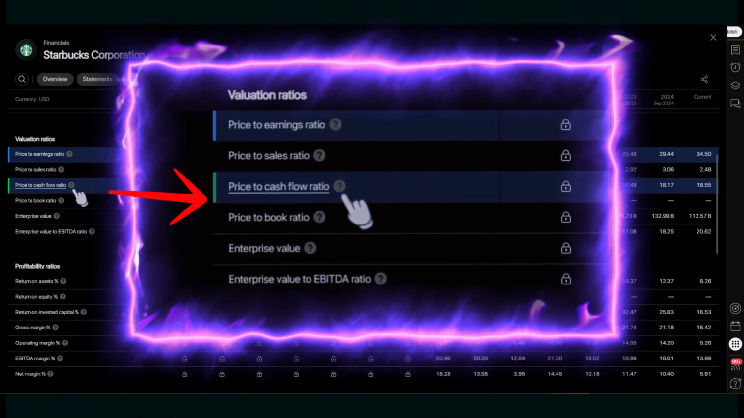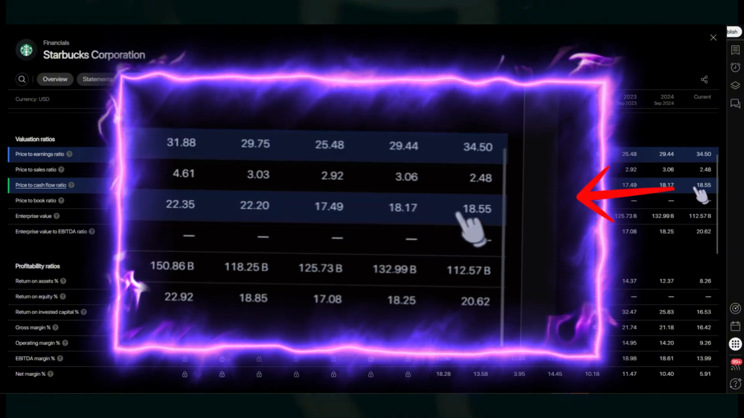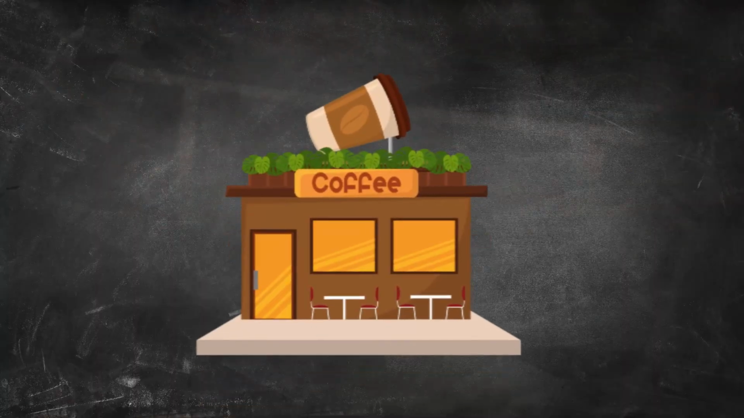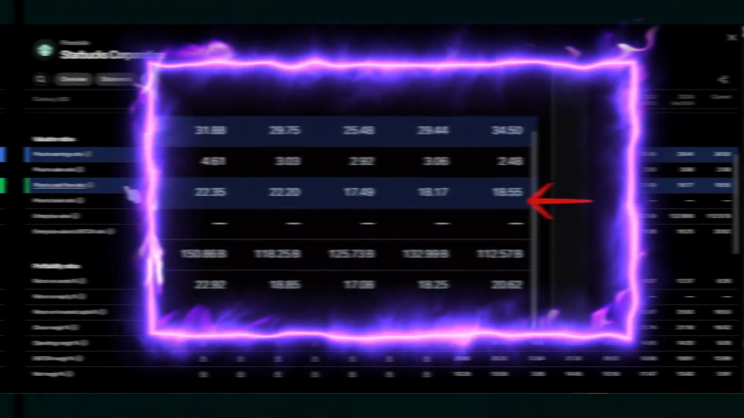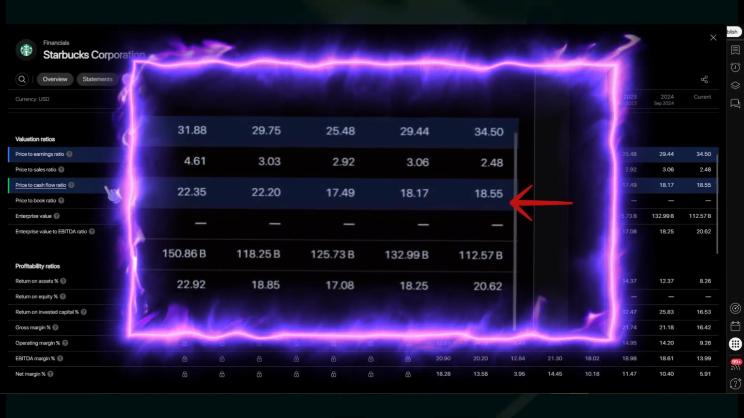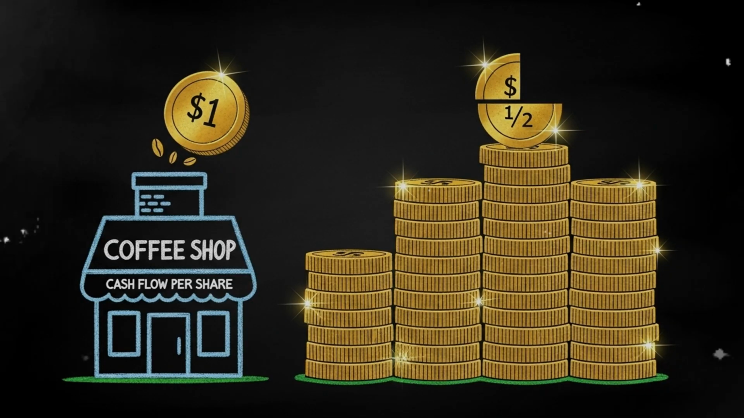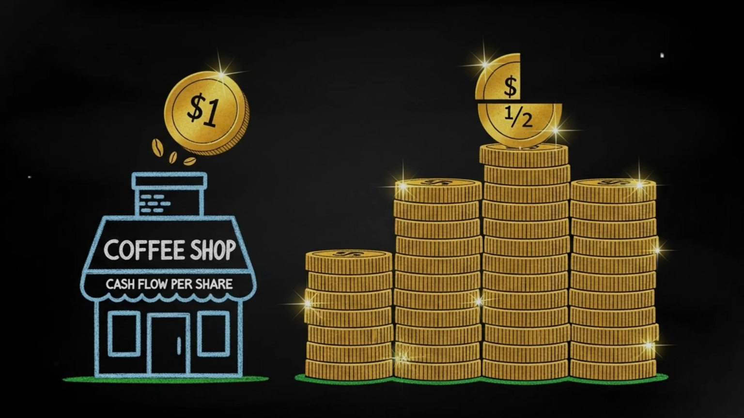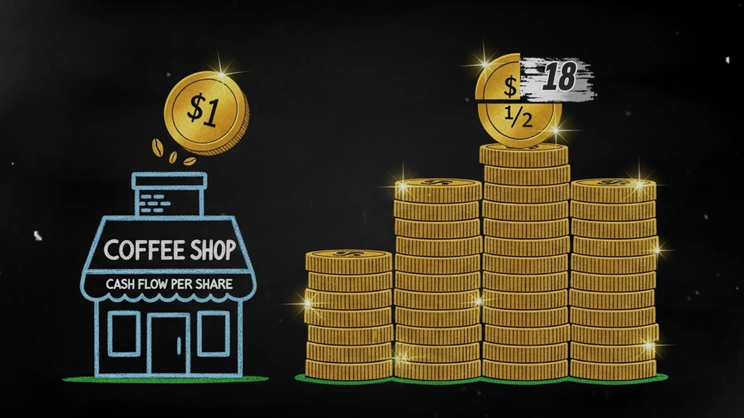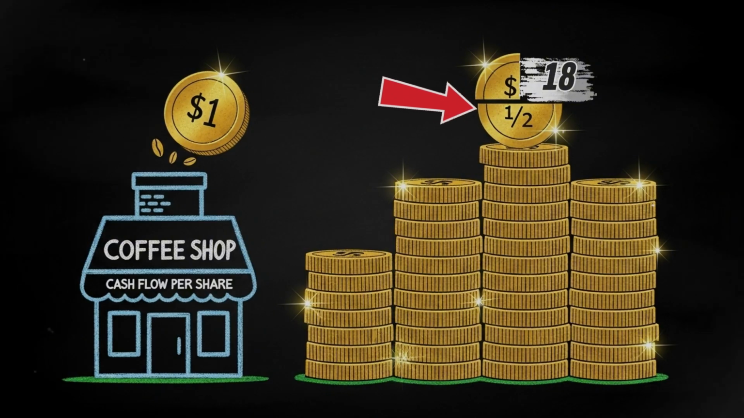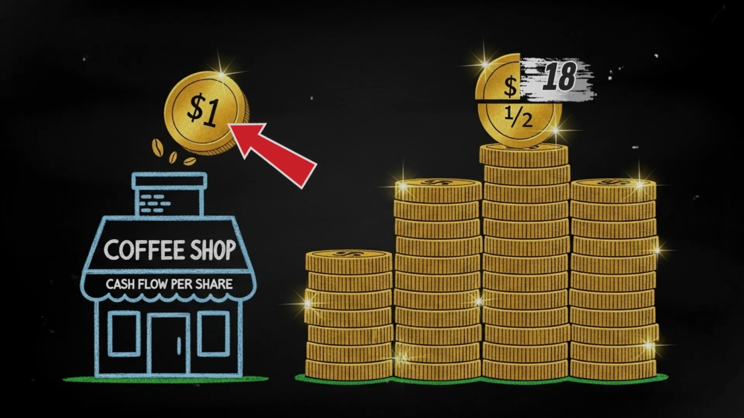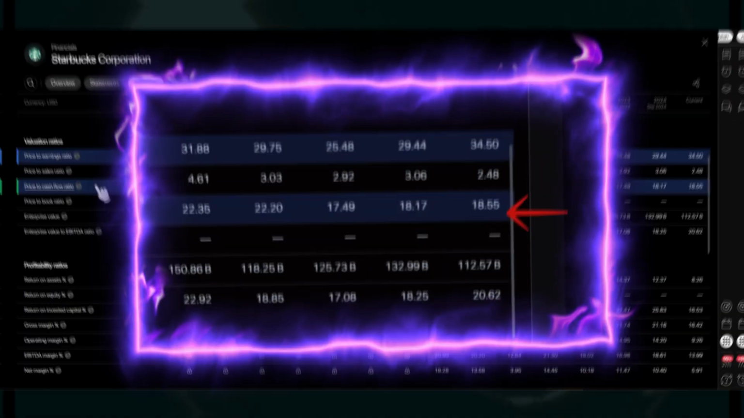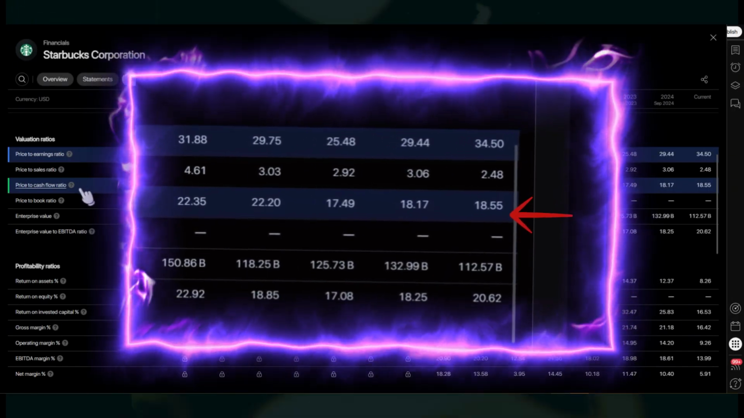Price to cash flow ratio is 18.55. Cash flow is basically the real cash moving through the business, and this ratio shows you're paying about 18 times that amount. To put it simply, if Starbucks makes $1 in cash flow per share each year, and the stock trades at $18.55, that means investors are paying $18.55 for every $1 of real cash Starbucks brings in. That's what 18.55 times cash flow means.